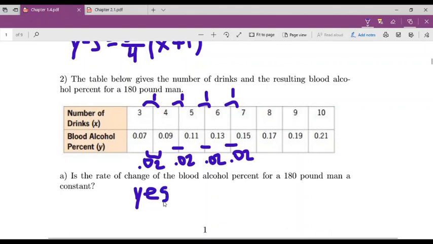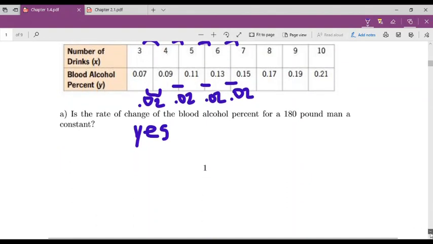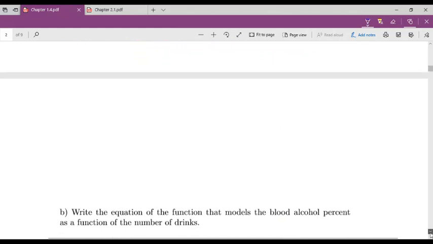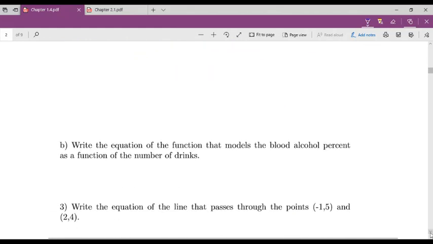Okay, easy enough. Both go by constants, so they stay the same. This one goes up by 1, this one goes up by 0.02. It's constant. That's pretty simple and straightforward. Now if I continue on, B says write the equation of the function that models the blood alcohol percent as a function of the number of drinks.